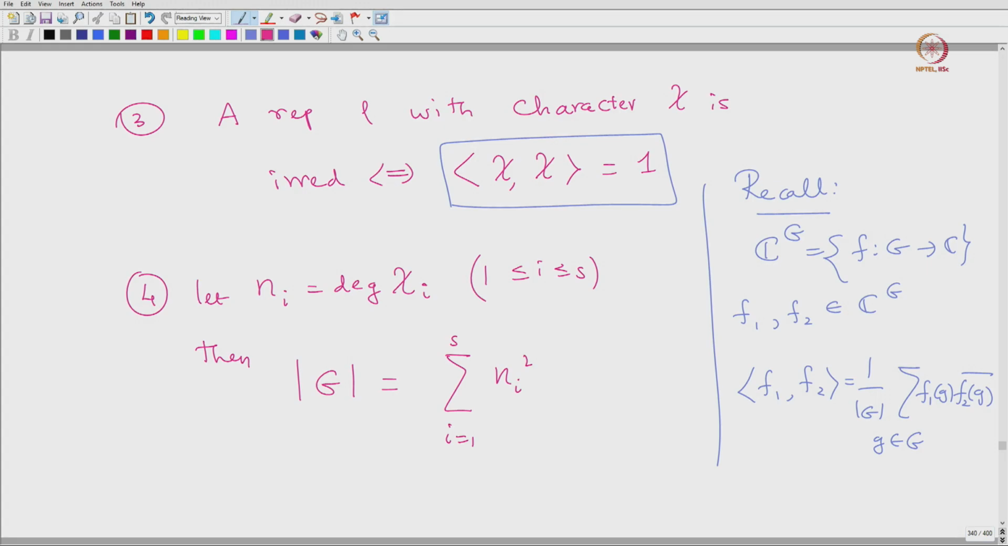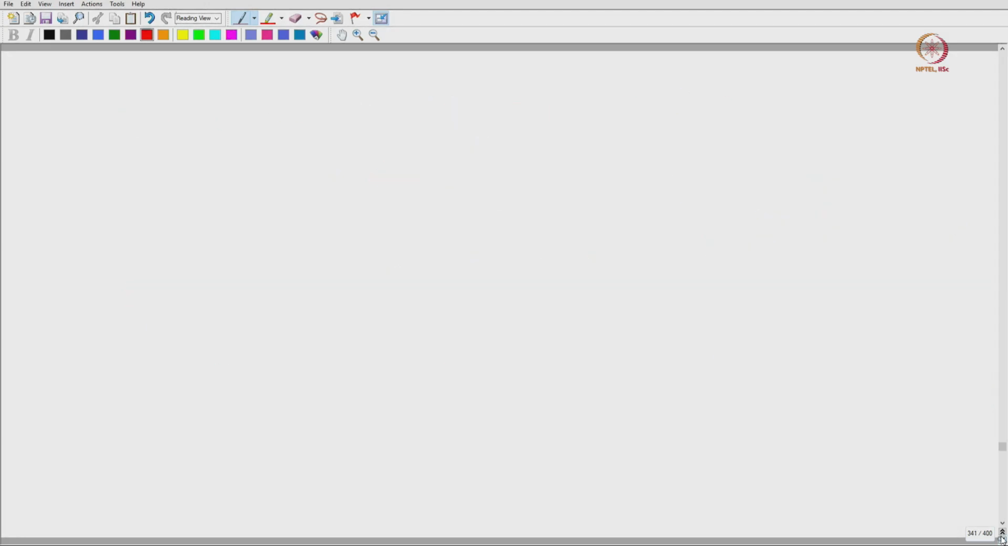In particular, we also have the trivial one dimensional representation, which we can count as the first irreducible character. So, n_1 let us assume to be 1. This is exactly the one dimensional trivial representation of G, and this is the degree of chi_1. So, this is how we set the notation. All these are, as I said, consequences of this very important result that we proved.